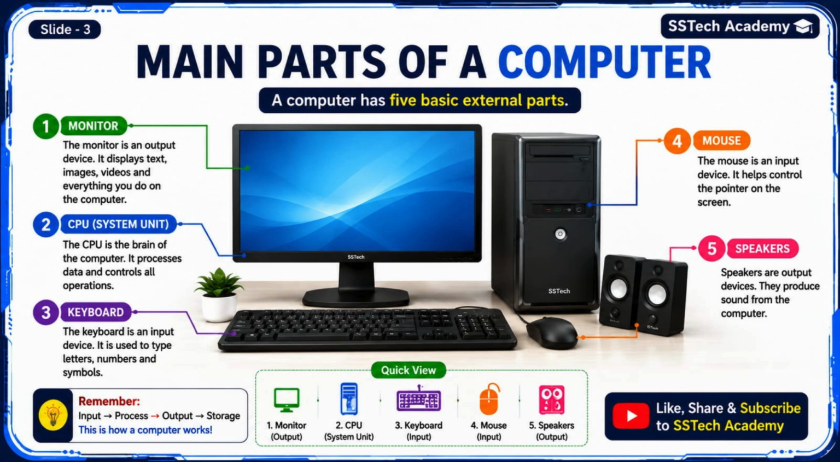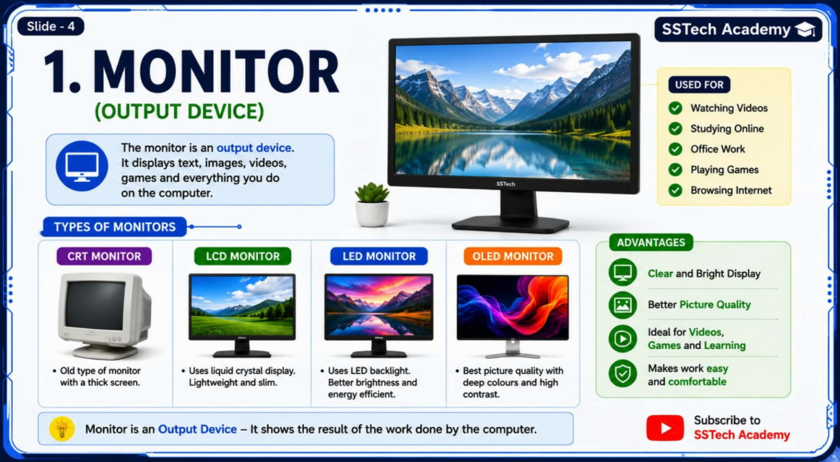Fourth is the mouse. It helps us control the pointer and select items on the screen. And fifth are the speakers, which are output devices used to produce sound. These parts work together to help us use a computer efficiently. Let's begin with the monitor.